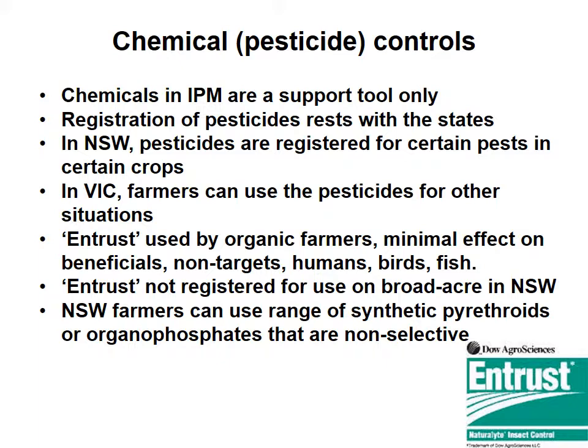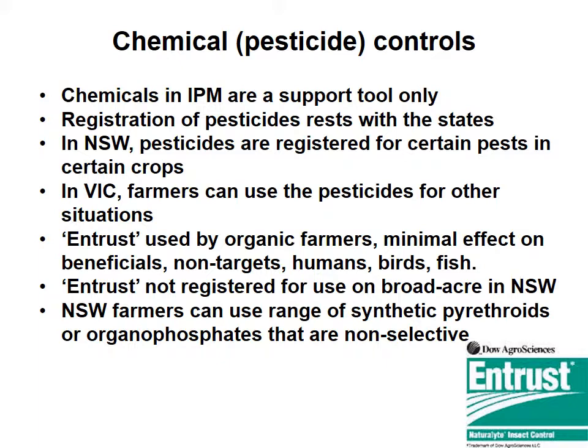So a farmer in Victoria, for example, could use an insecticide called Success or Entrust to kill caterpillars in a crop of canola or wheat, but it's illegal for a farmer in New South Wales to do the same unless a permit is issued. In Victoria, farmers can use the pesticides for other situations, but at their own liability. That is, if it doesn't work, he can't sue the chemical company.